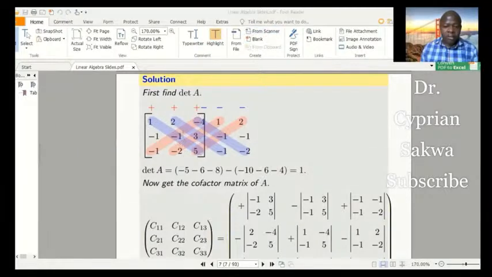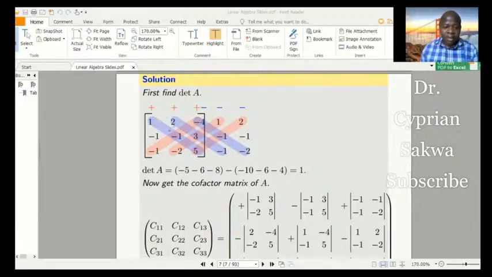the determinant of matrices, I wrote matrix A here, and then took the first two columns and added them here. So I have these 3 diagonals running from left to right. I multiply along each diagonal and add. You can see this is plus.